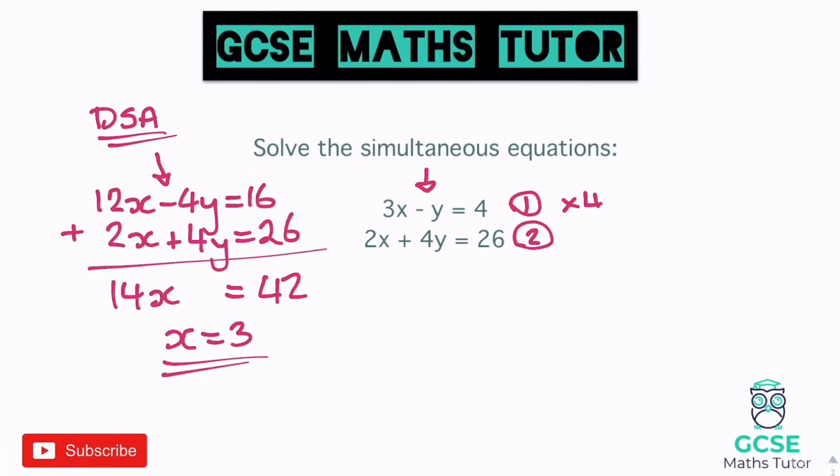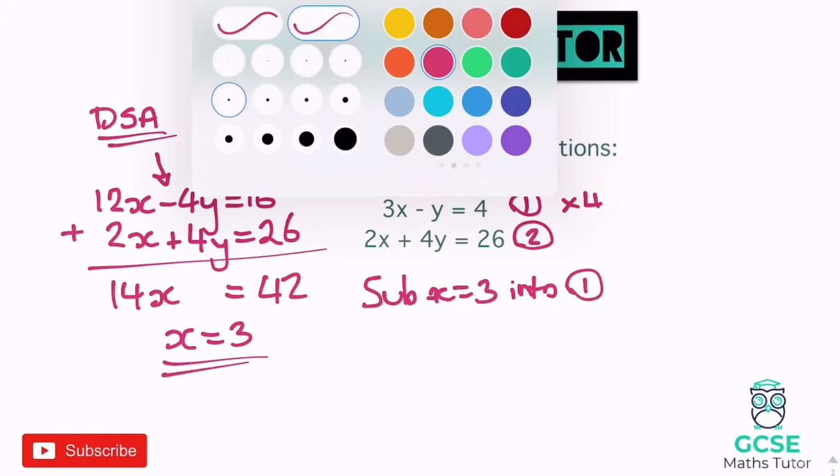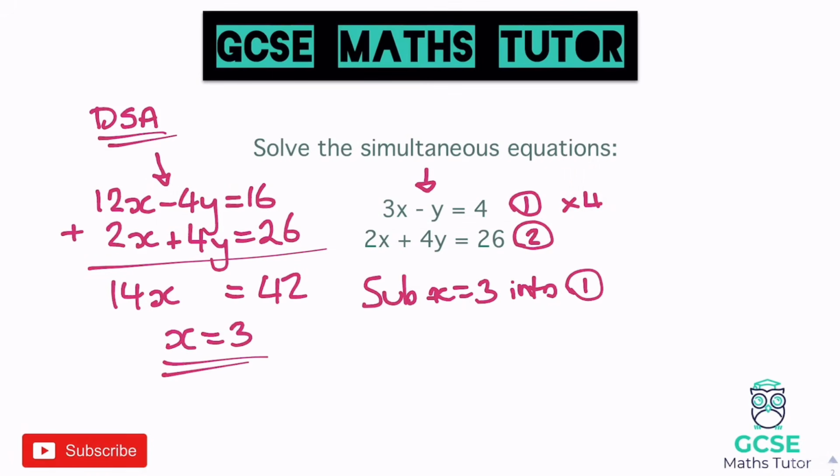So not negative this time, quite nice to sub that back in. So if we sub that back into an equation, let's pick one. Sub x equals 3 into, and you can pick one at random. Let's sub it into equation 1 again. Let's have a look and see what we get. So x equals 3, if we sub it into 3x here, 3 lots of 3 is 9. So we get 9 minus y equals 4.